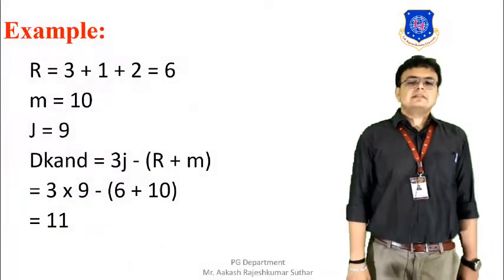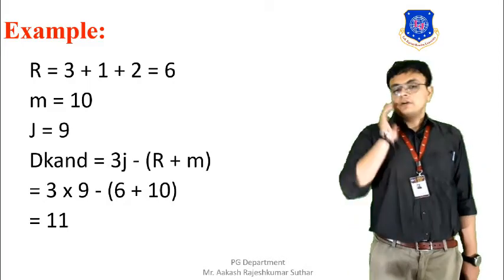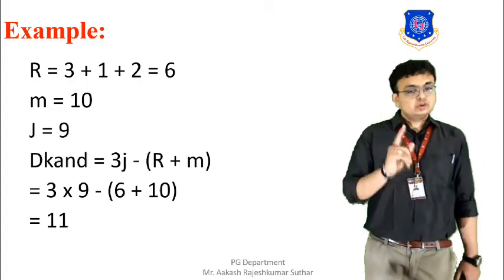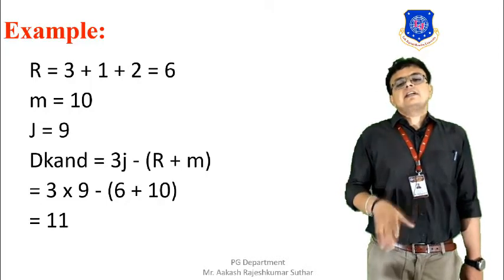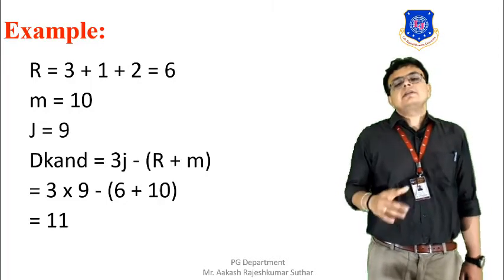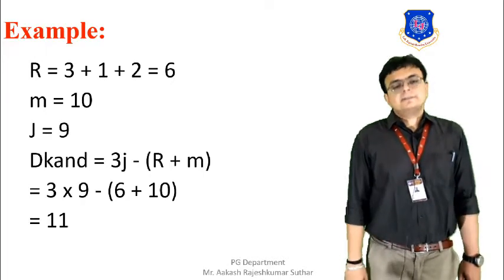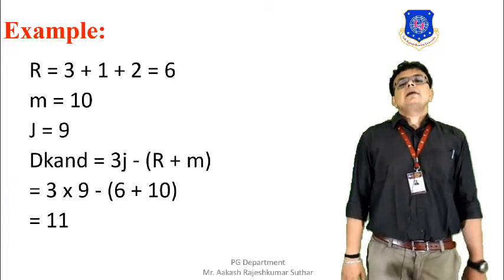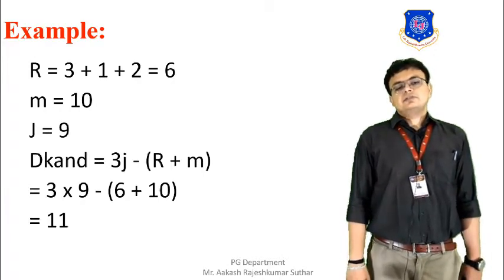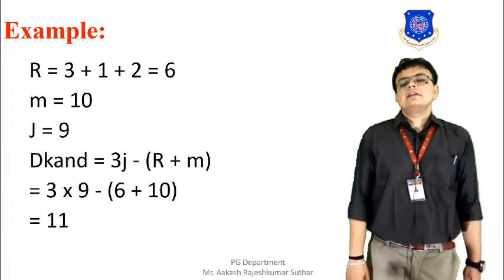Let's discuss. So R is equal to 3 plus 1 plus 2, that is 6. The number of members here is equal to 10. Joints are 9. So if we want to find the degree of kinematic indeterminacy neglecting the axial deformation, then it will be equal to 3j minus capital R plus L. So 3 into 9 minus bracket 6 plus 10. Finally, we are getting 11.